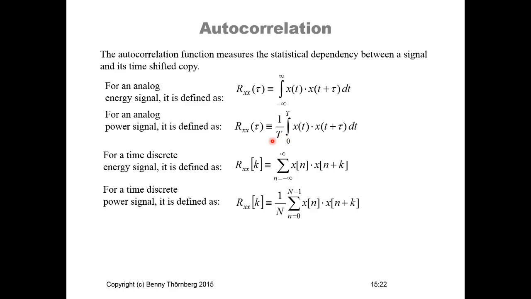For a time discrete energy signal, it is equal, but then we are using the index number n, and x(n) times x(n plus k), and k is now the number of samples that we are using as distance space in between these two points that we are analyzing the correlation between. And the same goes for a time discrete power signal, but now we are also dividing by the period of N number of samples.